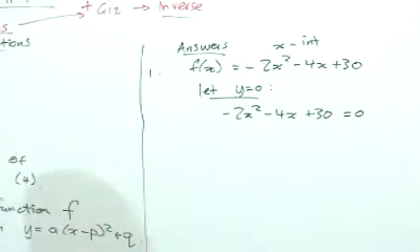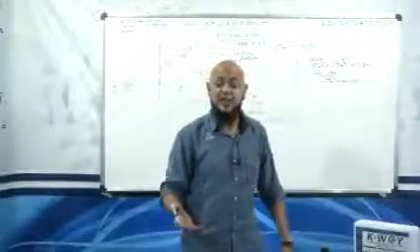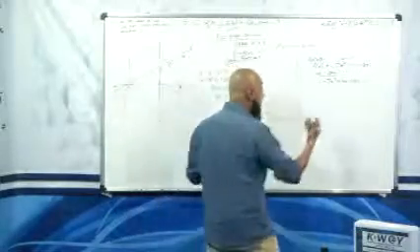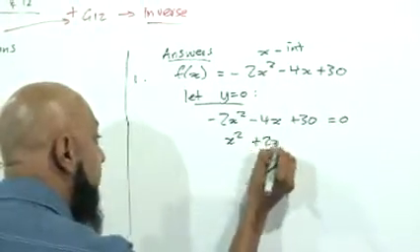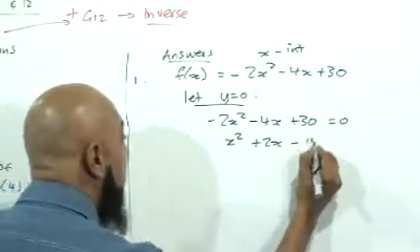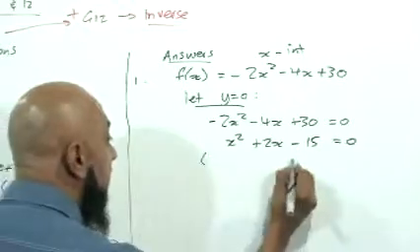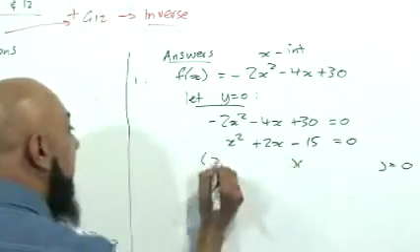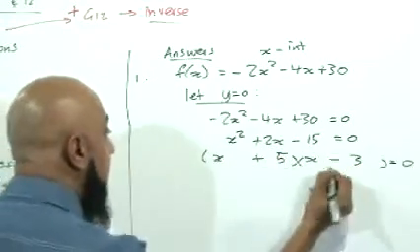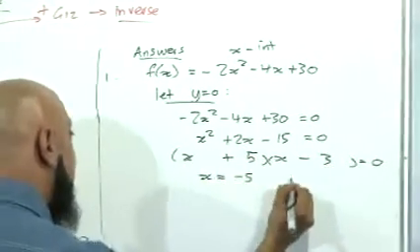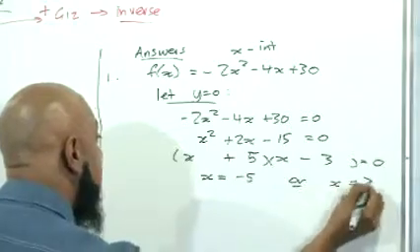At this point in time, I don't need to teach you how to factorize, boys and girls. I'm now going to be moving a little bit fast. We're going to be dividing everything by negative 2. So I'm going to have x squared plus 2x minus 15 is equal to 0. Factorize that: x plus 5 times x minus 3 equals 0. So x is equal to minus 5 or x is equal to positive 3.